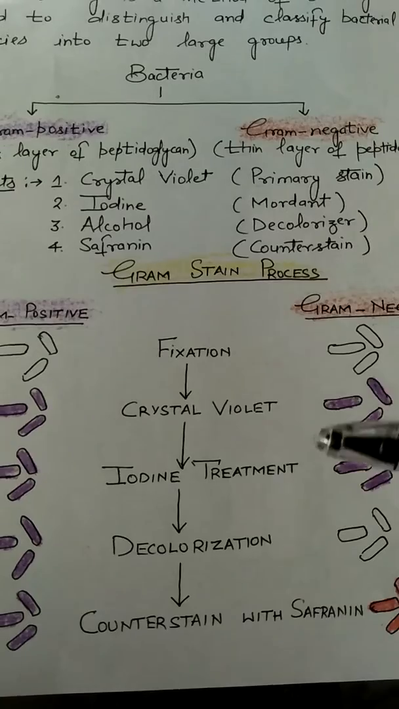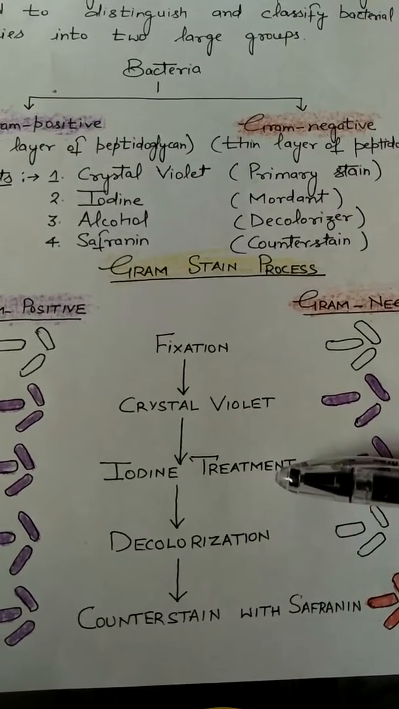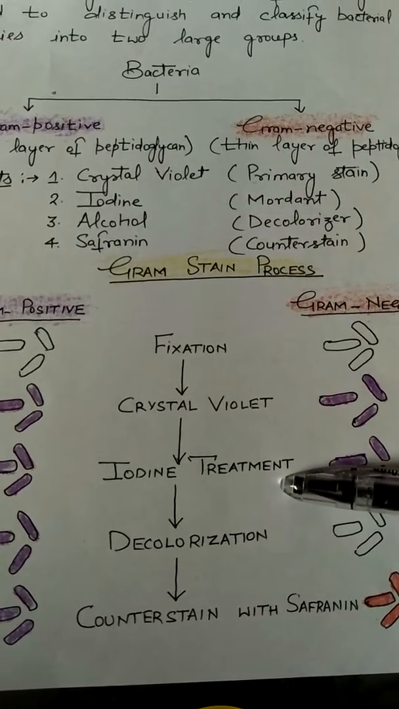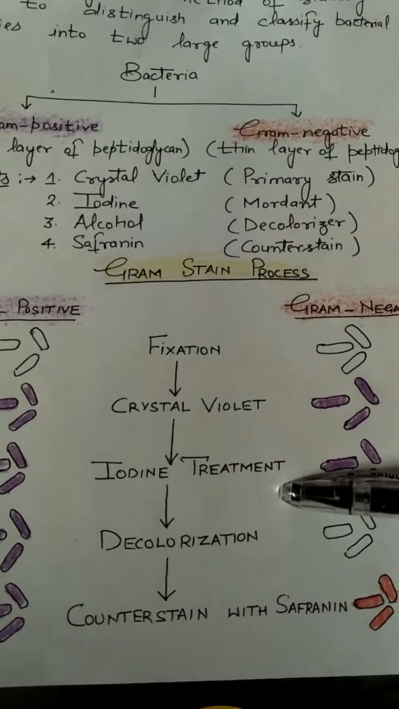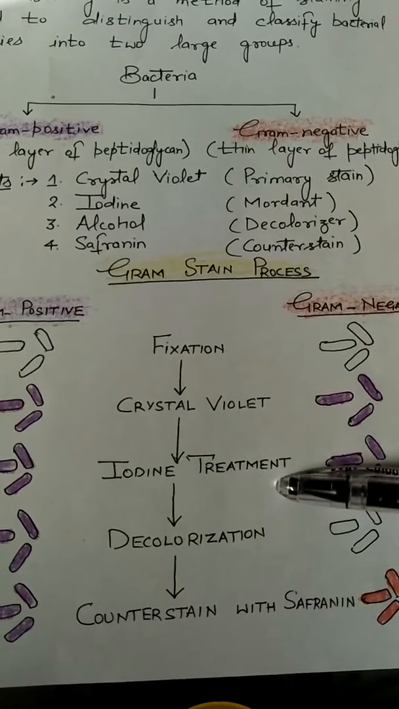Then the next step is iodine treatment. As I told you earlier that iodine acts as a mordant, right? So in this step, iodine solution is added to form larger complex between crystal violet and iodine.